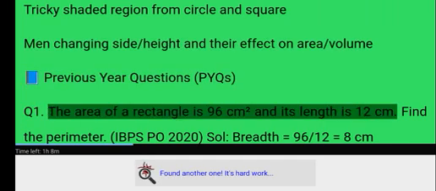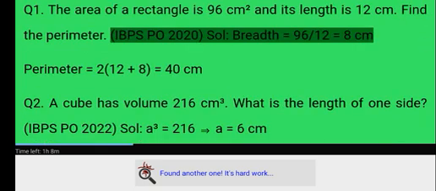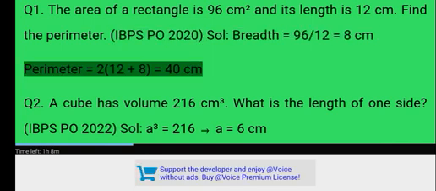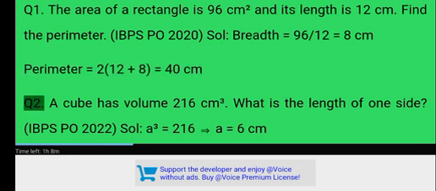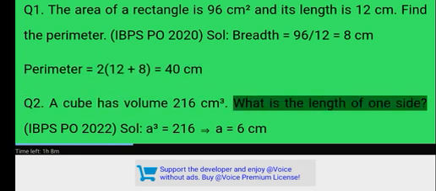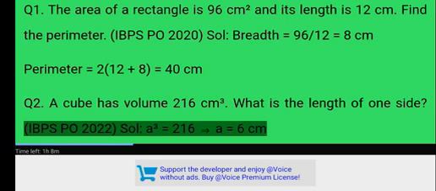Q1. The area of a rectangle is 96 square centimeters and its length is 12 centimeters. Find the perimeter. IBPS PO 2020. Solution: breadth equals 96 over 12 equals 8 centimeters. Perimeter equals 2(12 plus 8) equals 40 centimeters. Q2. A cube has volume 216 cubic centimeters. What is the length of one side? IBPS PO 2022. Solution: a cubed equals 216, so a equals 6 centimeters.